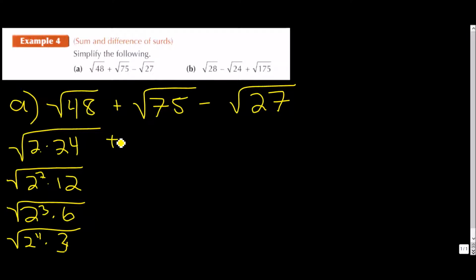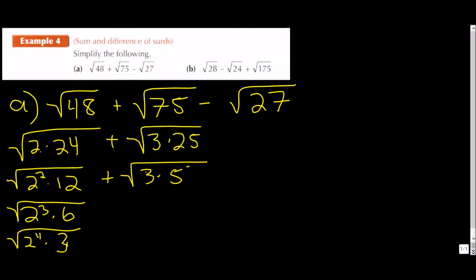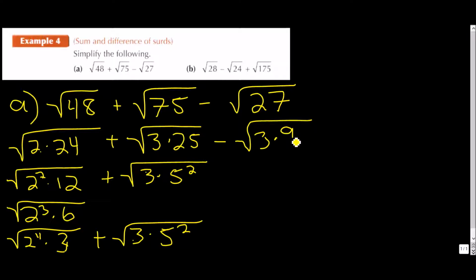So the square root of 75: 2 doesn't go in, 3 does. So we're left with the square root of 3 times 25, which is the same thing as the square root of 3 times 5 squared. We'll leave that alone for just a minute, maybe write it down here at the bottom. And then lastly, we've got 27. 2 does not go in, 3 does. That's 3 times 9, which is the same thing as 3 cubed, because it's 3 times 3 squared, which makes 3 cubed.